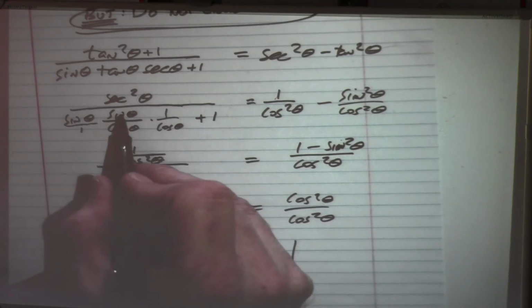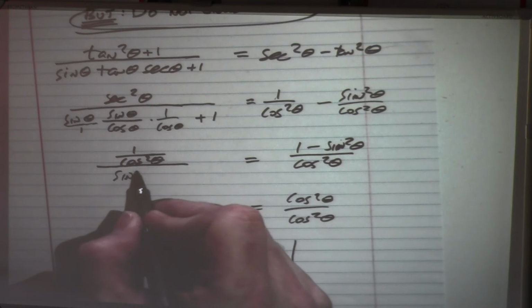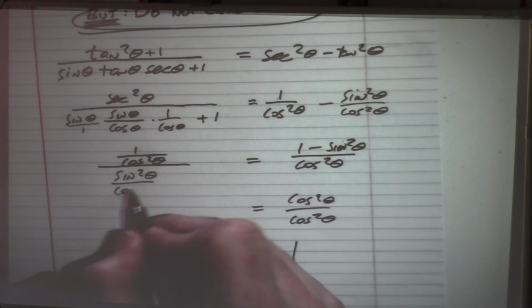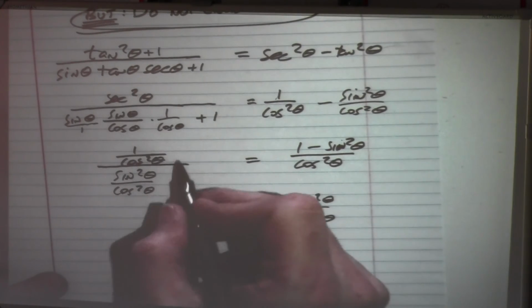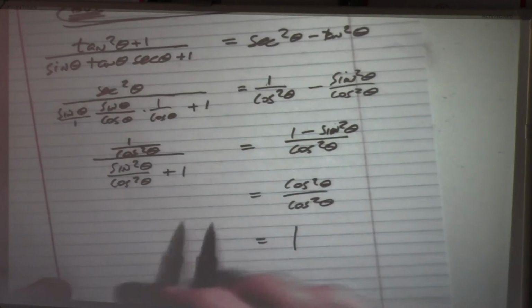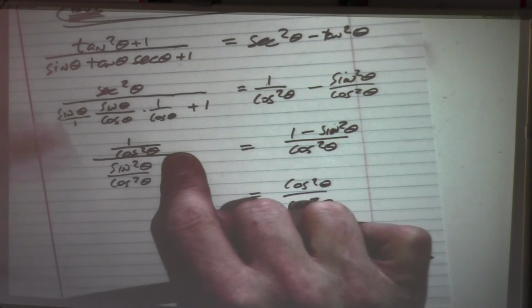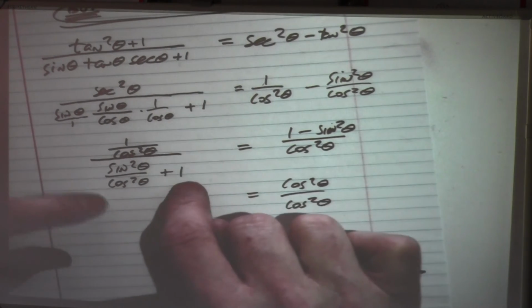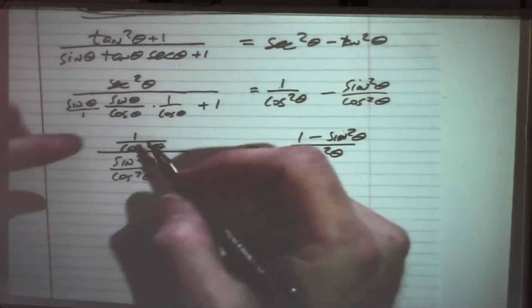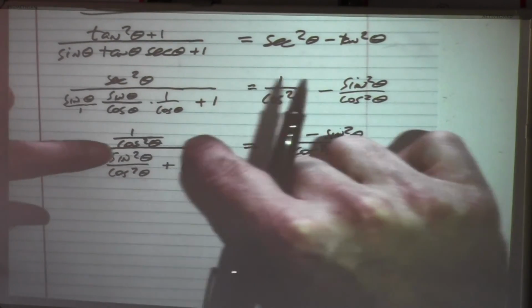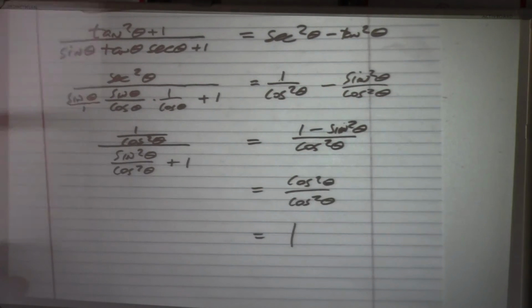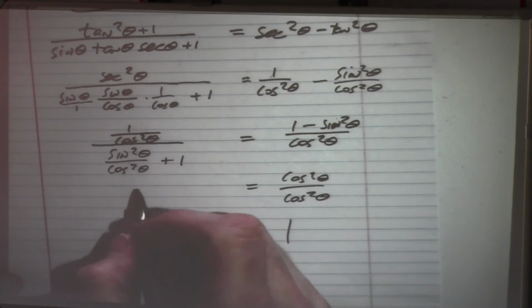I have sine times sine, which is sine squared theta, and cosine times cosine, which is cosine squared theta, plus 1. Now, if I didn't have that plus 1, I'd multiply top and bottom by cosine squared theta and just cancel it out. But because of that plus 1, and this is grouped when it's underneath, when it's all being divided by that, then all this is grouped. So I have to do something with that.